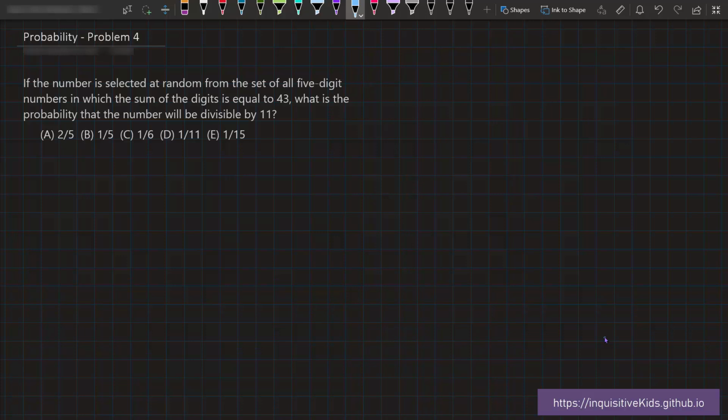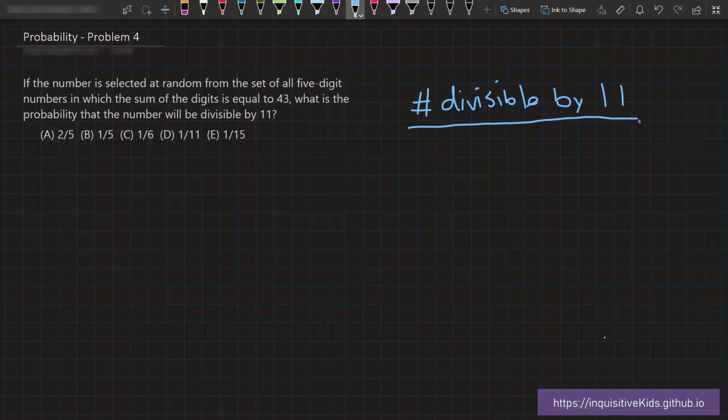This being a probability problem, let's first identify the desired outcomes and the total number of outcomes. The desired outcome is numbers that are divisible by 11. So numbers divisible by 11. Over, and on the denominator, we have the total number of possible outcomes that we are choosing from. And this is the set of 5-digit numbers whose digit sum adds up to 43. So sum is equal to 43.